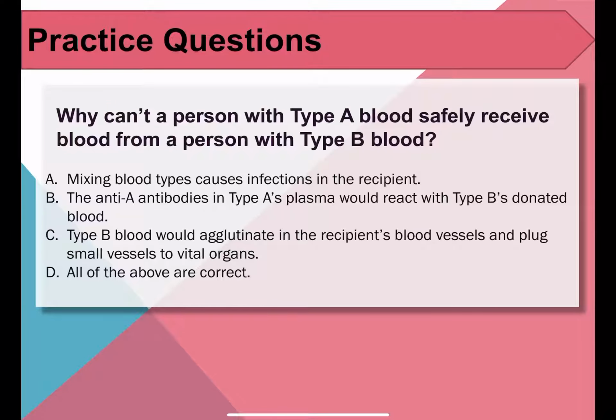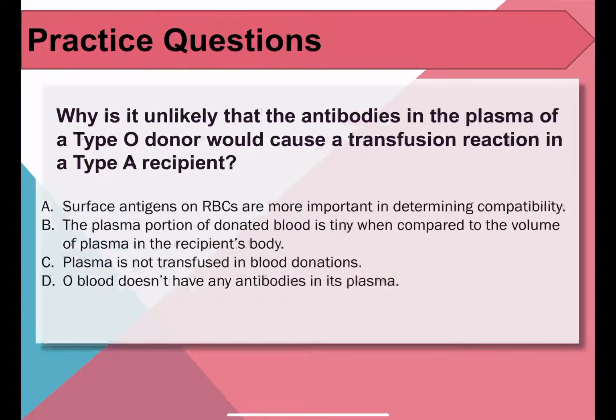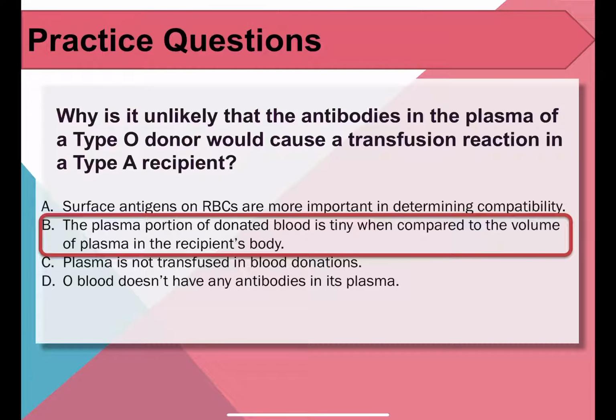Why can't a person with blood type A safely receive blood from a person with blood type B? Because blood type B will agglutinate in the recipient's blood vessel and plug small vessels to vital organs. So that's why we cannot just give the wrong blood type to the wrong person. Why is it unlikely that the antibodies in the plasma of type O donor would cause a transfusion reaction in type A recipient? Because the plasma portion of donated blood is so tiny when compared with the volume of the plasma in the recipient's body.